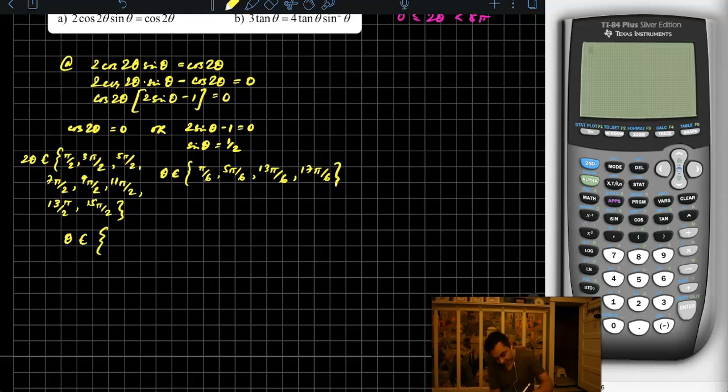Now, our solution set for theta would be half of each of those. I'm trying to see if I can get these in order. I'm going to go pi over 4, because I'm dividing by 2. Pi over 6 would be the first one. Sorry, pi over 6, then pi over 4, 5 pi over 6. 3 pi over 2 is not a solution. 3 pi over 4 is.